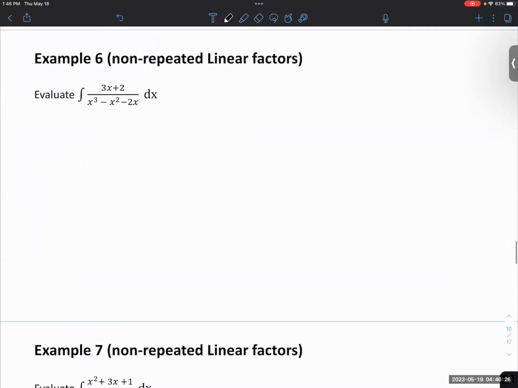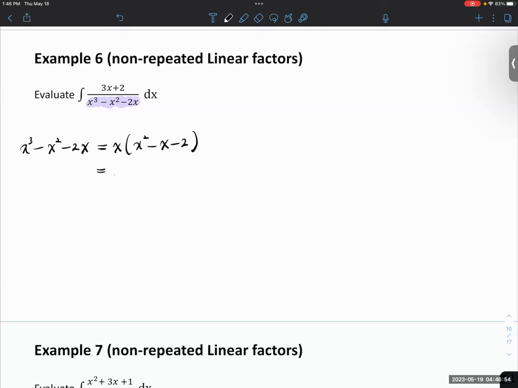Okay, similar type of question. So 3x plus 2 over, okay, look at the denominator. This is complicated, so let's find the factors. So x to the third minus x to the second minus 2x. I have a common factor x everywhere. So 1x, then it is going to be x squared minus x minus 2, correct? If you do the distributive property, it goes back to the same.